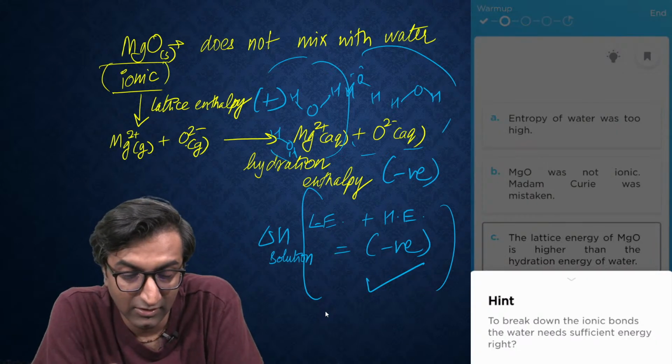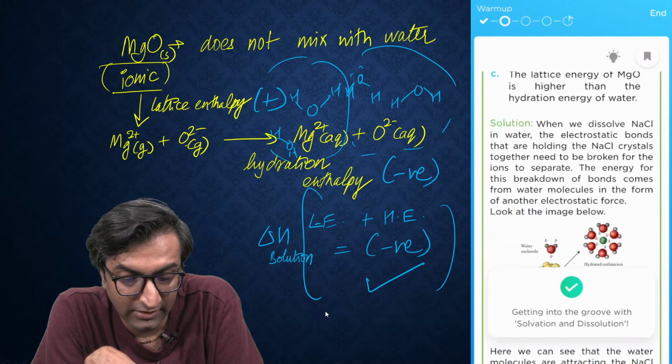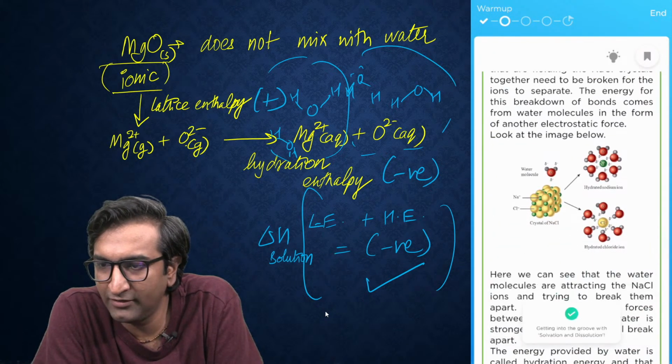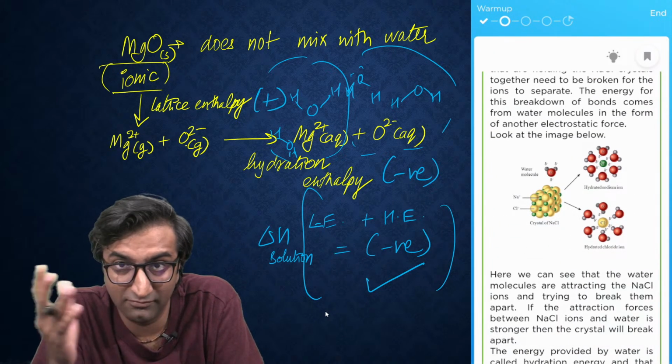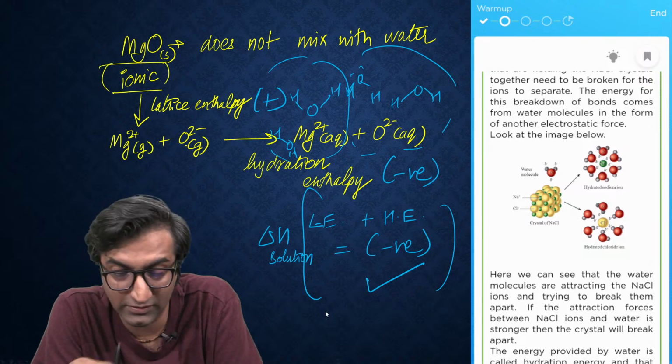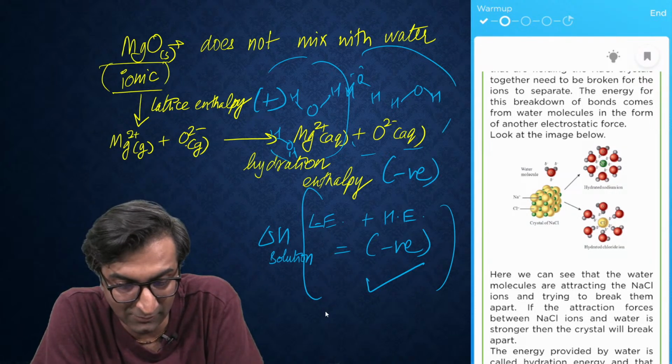Let's check the hint anyway. Break down ionic bonds. Water needs sufficient energy, right? That's the hint. And this is what it's talking about. You see this image right here? This image में वही चीज describe कर रहा है. So if you want, you could check the app out, check these questions out as well. NaCl का example यहाँ पे दिया हुआ है.